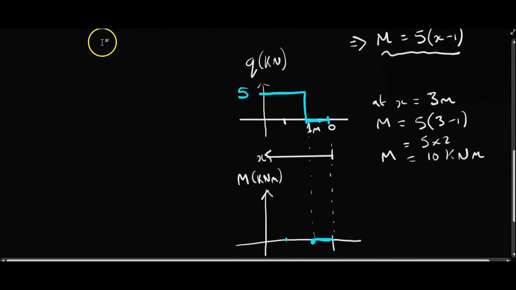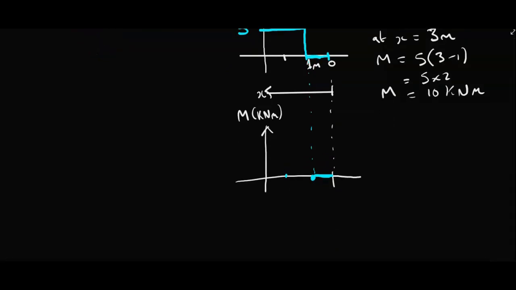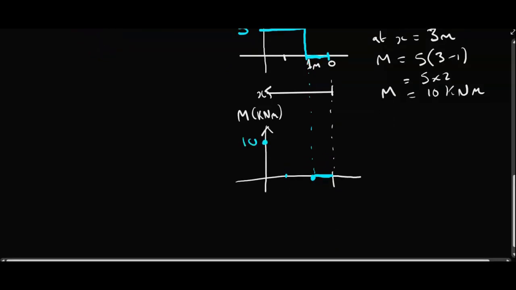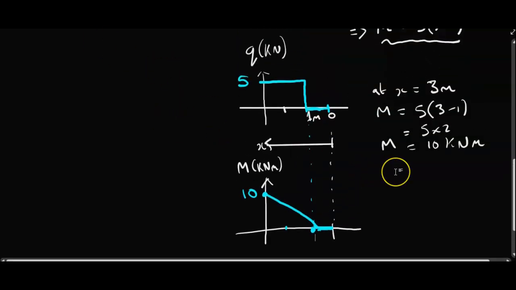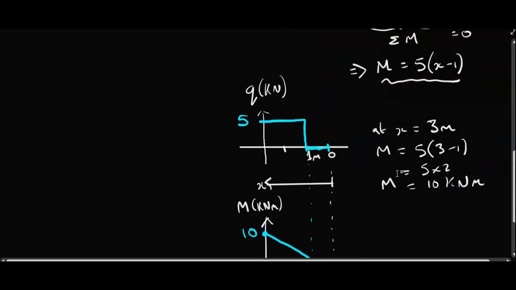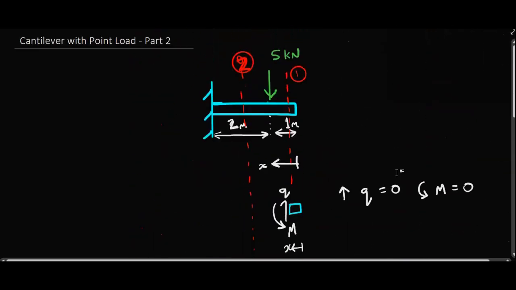So that will be the value at this point. So we'll put that in there. That's our 10, and it's going to be a linear rise. So that gives us our bending moment diagram and our shear force diagram for a cantilever beam with a point load of 5 kilonewtons.